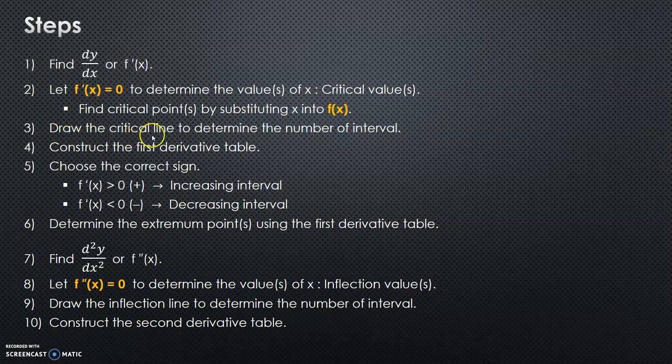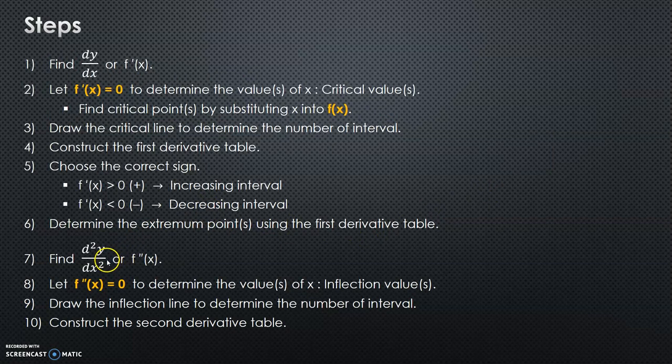Next, we draw the critical line to determine the number of intervals. Fourth, construct the first derivative table. From the table, we choose the positive sign for increasing interval and negative sign for decreasing interval. Number 6, determine the extremum point. Extremum point means maximum or minimum, using the first derivative table. If you still remember, increase and then decrease gives the maximum point. If decrease and then increase, we have the minimum point.